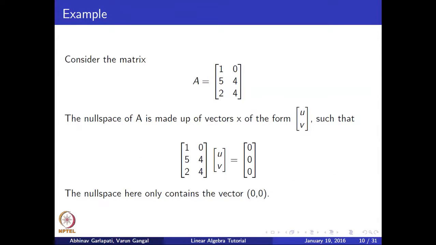Let us consider an example to illustrate the concept of a null space. Consider the matrix A given here. A is a 3 cross 2 matrix. Hence, the null space of A will be made up of vectors of dimension 2 or 2 cross 1. Now we see that on solving we get u equals 0, v equals 0. This means that the null space only contains the 0 vector, the two-dimensional 0 vector (0, 0).